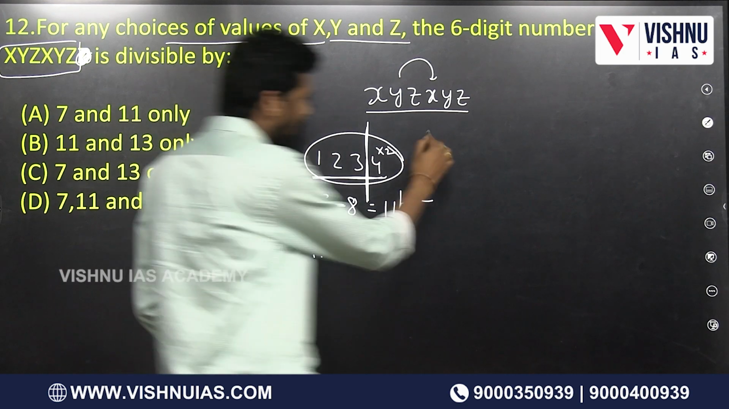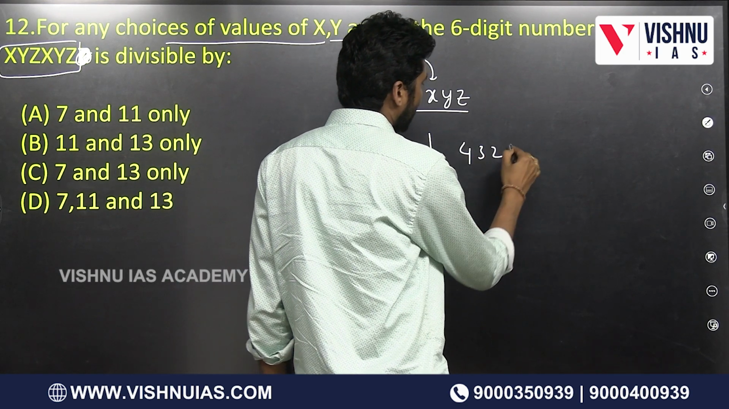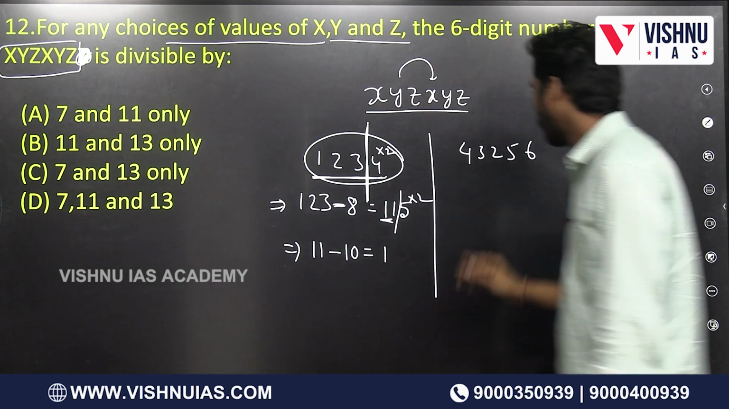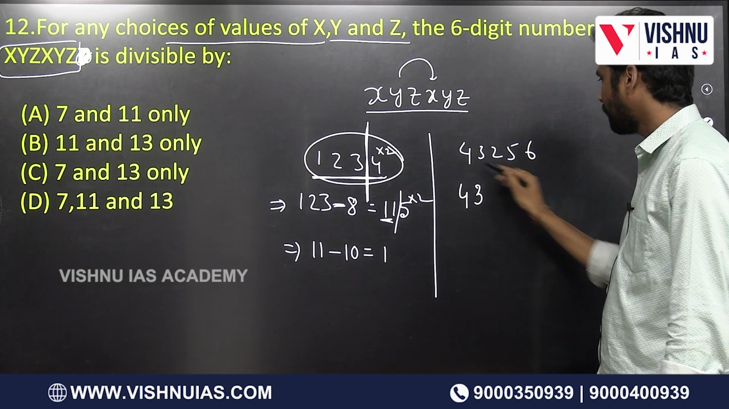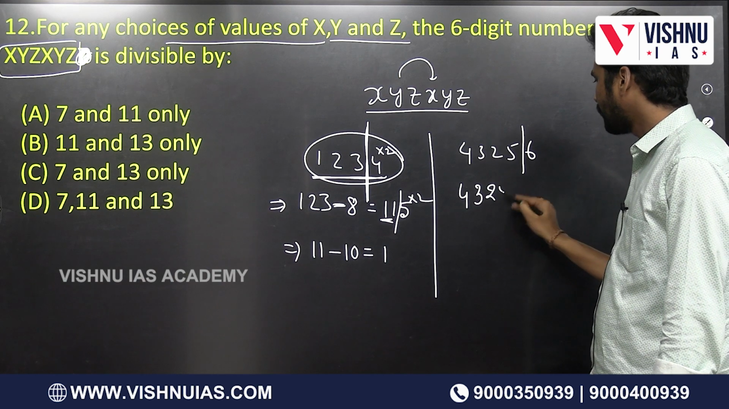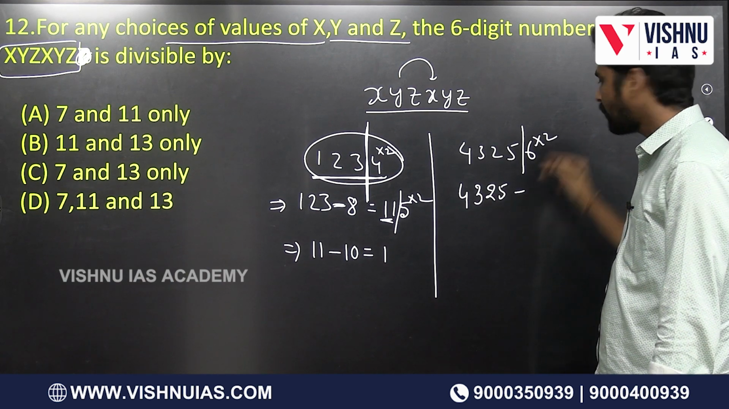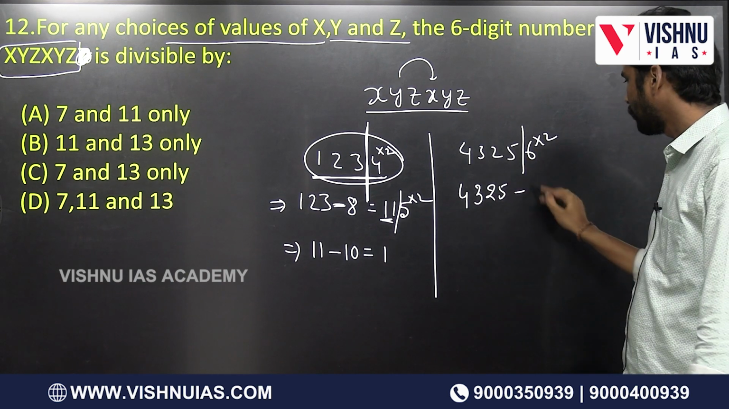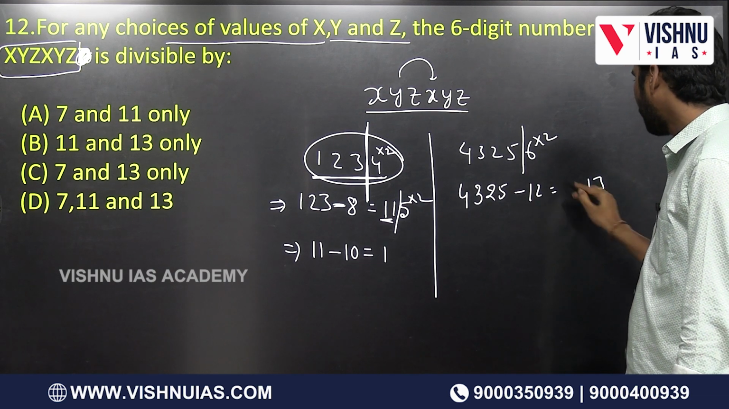Similarly, suppose you have a number like this 6. How do we take the number? First you take this number. It is a 5-digit number. Leave the last digit, take the remaining digits, minus the last digit multiplied by 2. What is the value we get?